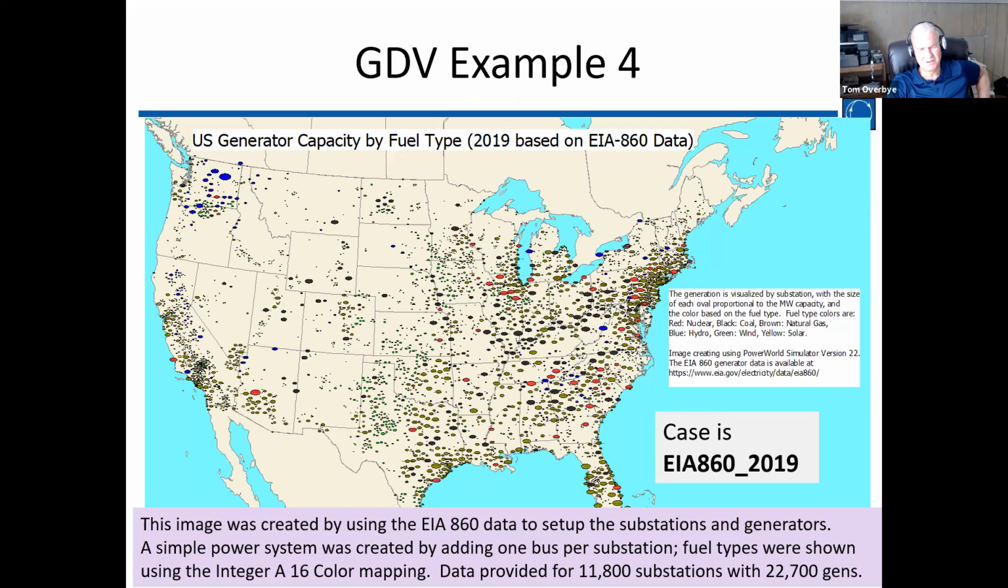It's a fictional power system. What I did is I think I put all the generators at, I may have added dummy lines where they're all connected to one slack bus. It's not meant to be solved. It's just meant to visualize EIA 860 data. It didn't take long to do. It just took a couple minutes to create this.